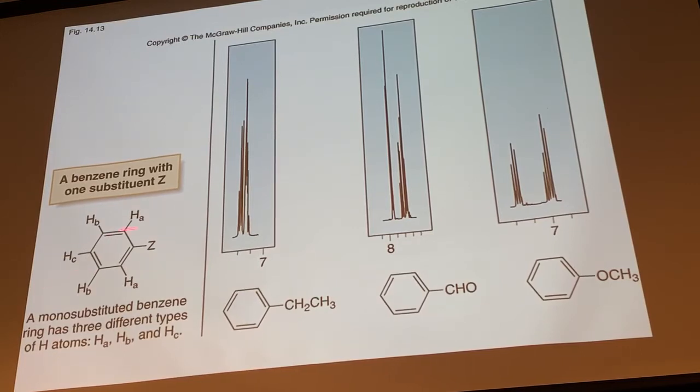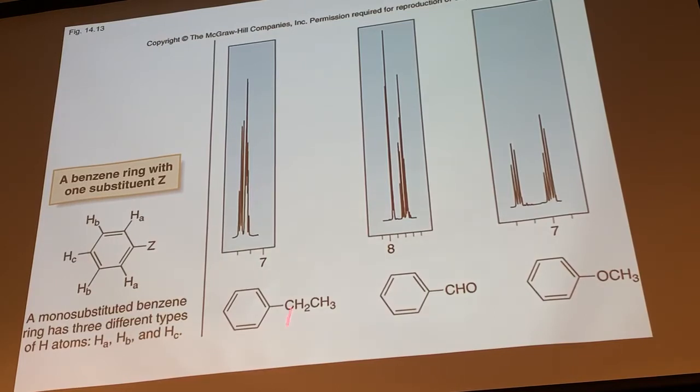Each HB has two neighbors that are non-equivalent to each other. So if the J values were substantially different, we would see B as a doublet of doublets. If the J values were identical, we would see HB as a triplet. And if they were close, it would look like a triplet, but not exactly be a triplet. So the identity of B could be either a triplet or a doublet of doublets, but A would be a doublet, C would be a triplet, and you also have integration that you could use to identify these signals, right? A and B would each integrate to two hydrogens, whereas C would integrate to one hydrogen, okay?